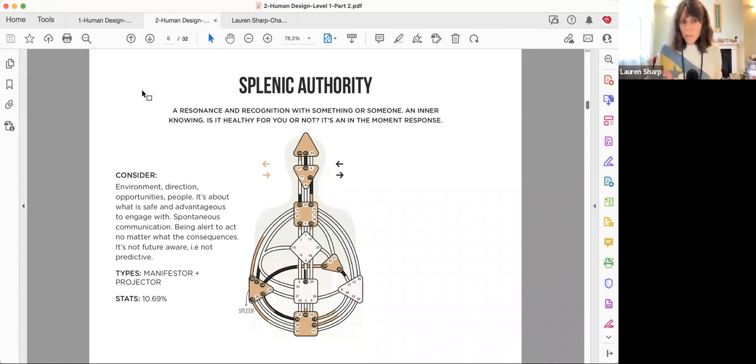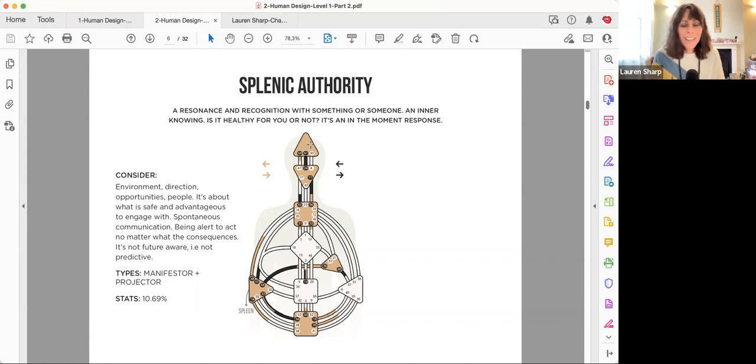What is my spleen telling me about this person, this situation, this thing? Because it's going to go, and because I've got a defined head and ajna, as you can see in my chart here, what's going to happen is I'm going to think about it. I've got no other way of feeling it out, and then I can obviously talk myself in and out of something and be like, no, don't think that, Lauren. It's fine. You're just being judgmental, or you're being too cautious.